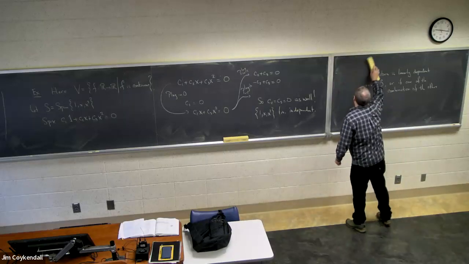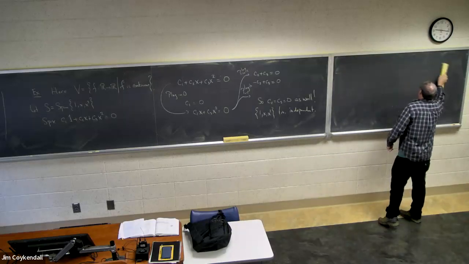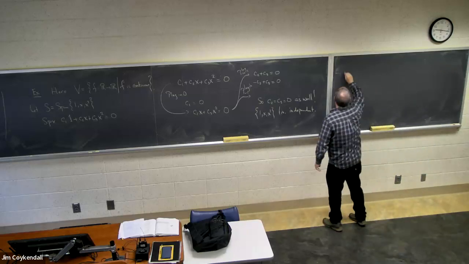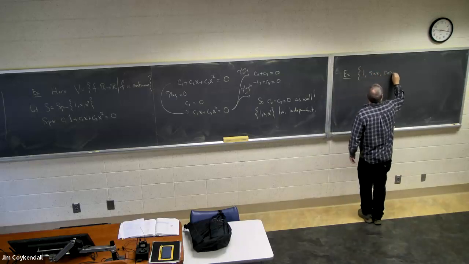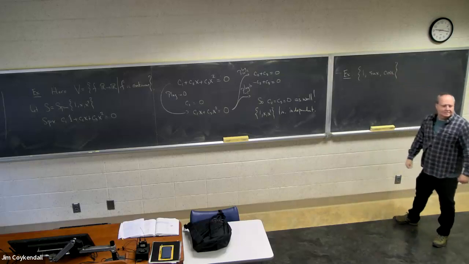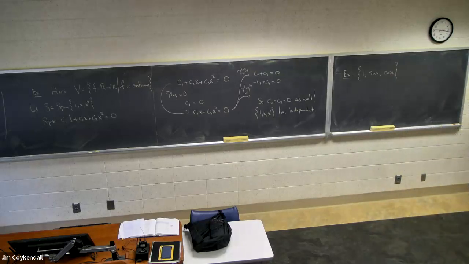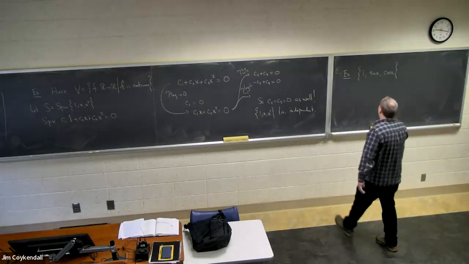Here's another set. How about this? This one's a linearly independent set. Would everybody agree that 1, sine x and cosine x are all continuous functions? Why is this linearly independent?